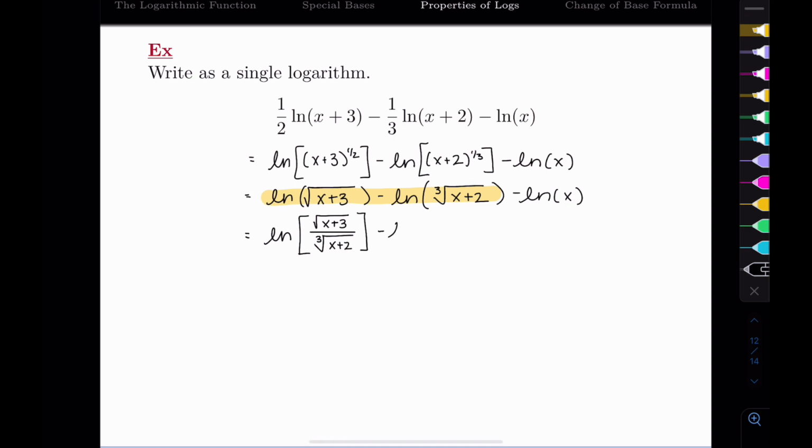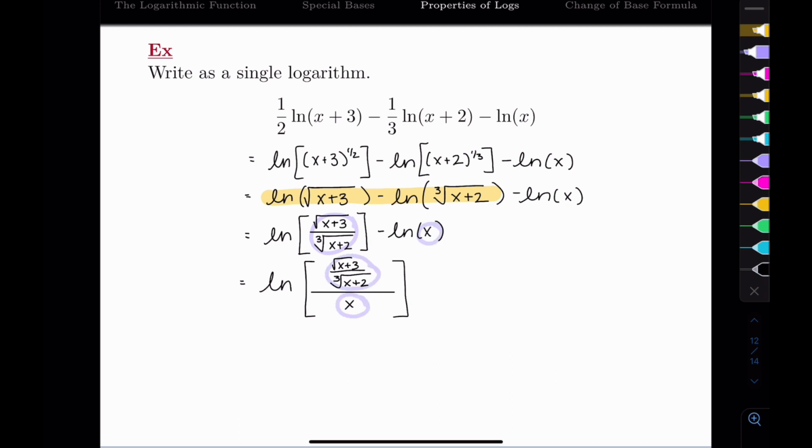And then from this, we're going to subtract natural log of x. So again, this is going to become division. So the problem is you end up creating some complex fractions. I have this first fraction, and then I'm dividing it by x, okay? Because it's natural log of this minus this, so it's natural log of this fraction divided by x, all right?